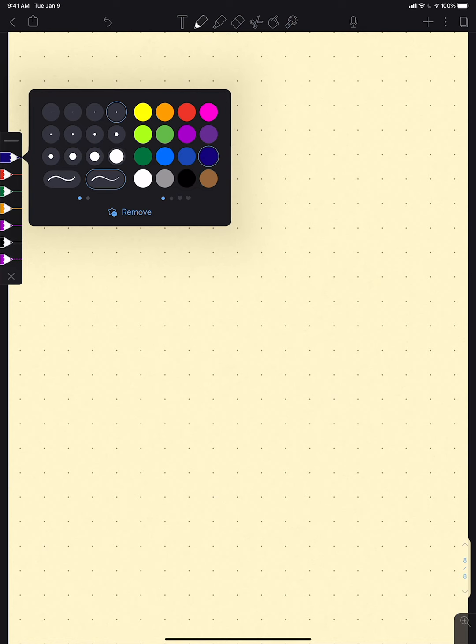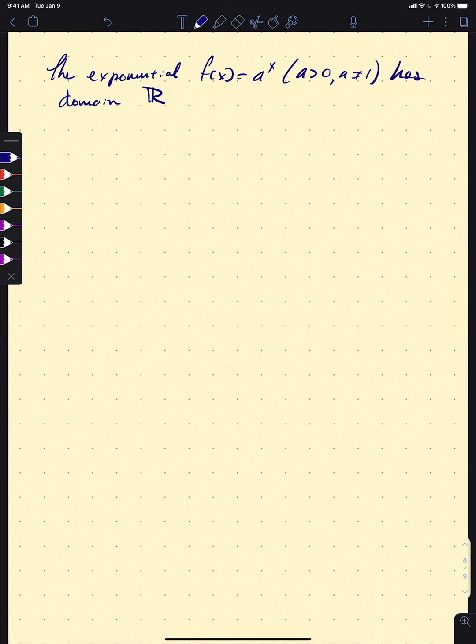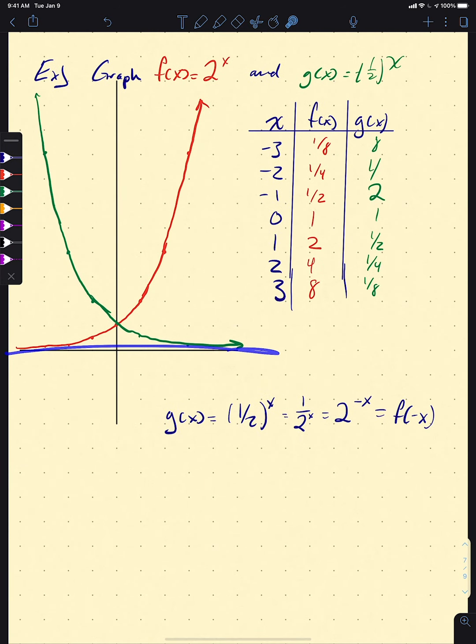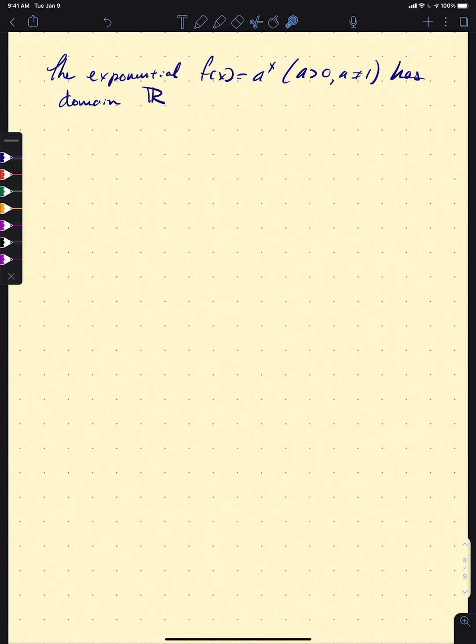And so with that specific case under our belt, let's look at the general behavior of the graphs of exponentials, okay? So we can say that the exponential, say f of x equals a to the x, given our restrictions, is going to have domain R, right? You can look at the graph here. This is clearly defined for all real numbers, okay?